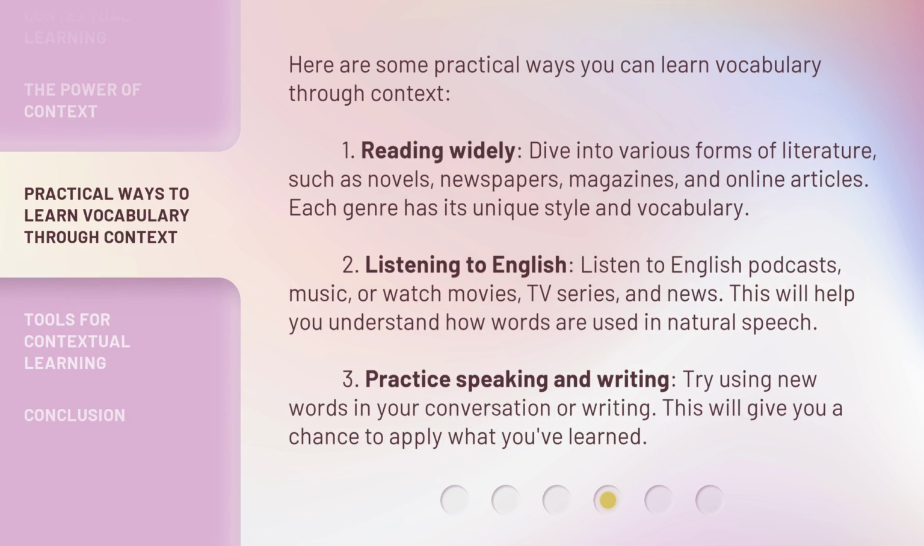Here are some practical ways you can learn vocabulary through context. 1. Reading widely. Dive into various forms of literature, such as novels, newspapers, magazines, and online articles. Each genre has its unique style and vocabulary. 2. Listening to English. Listen to English podcasts, music, or watch movies, TV series, and news. This will help you understand how words are used in natural speech.